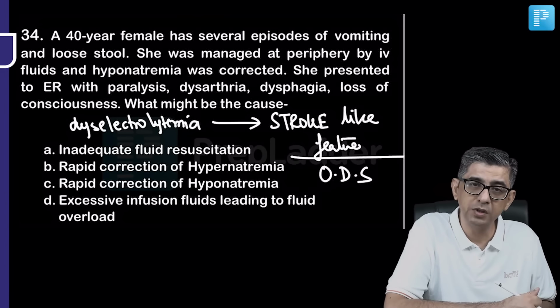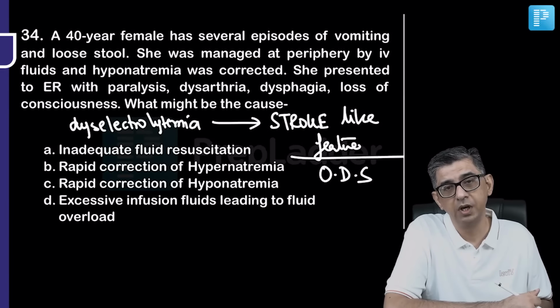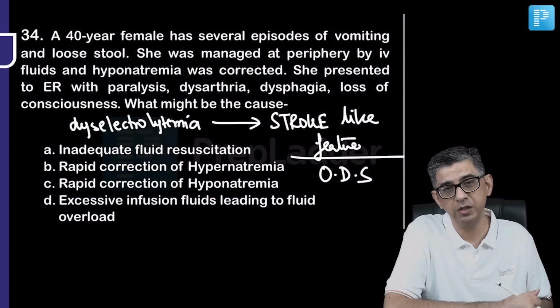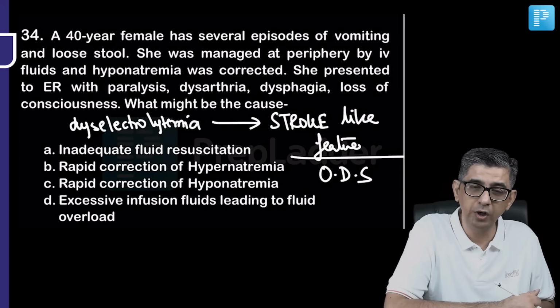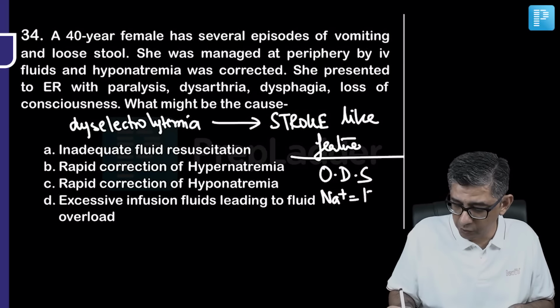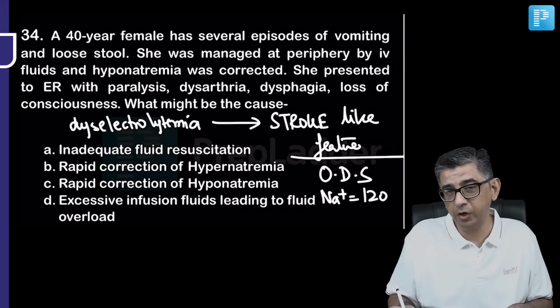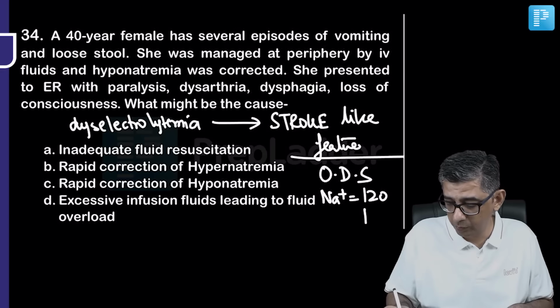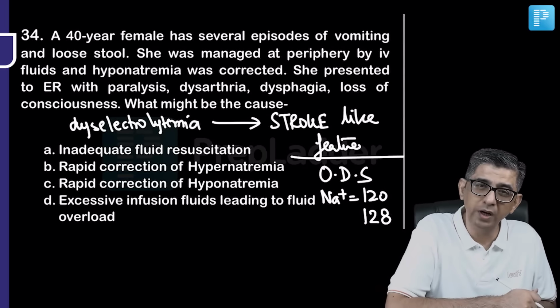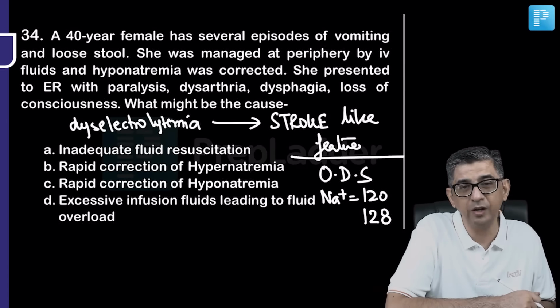The reason for this is that if you correct sodium very fast, the correction of sodium on a daily basis should not be more than 8 milliequivalents. Suppose a patient got admitted with a sodium value of 120, then you will not straight away in 24 hours upgrade from 120 to 135. You will upgrade in 24 hours from 120 to 128. From 128 you will jump another 8 points in the next 24 hours.